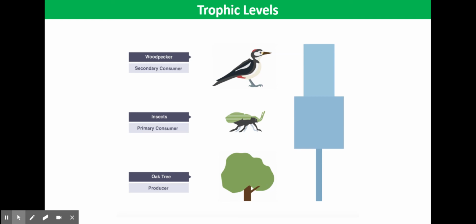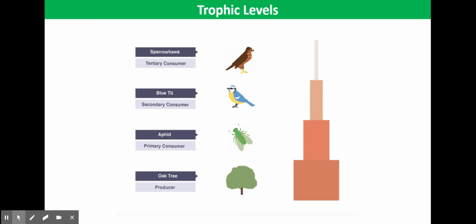However, some diagrams may not resemble a pyramid, as one larger producer, for example, the oak tree, may feed many smaller consumers, for example, the insects. Now here we have a pyramid of biomass. This shows the biomass, so that's the amount of living material, of organisms in each trophic level. Now, in the diagram, the bars represent the biomass of a population of organisms, and that is calculated by multiplying the biomass of each individual by the population size.